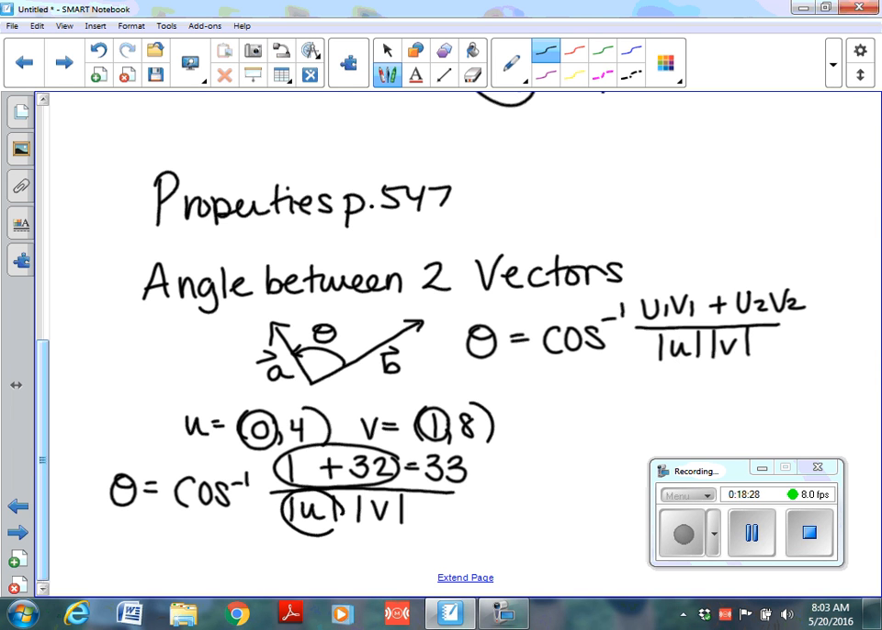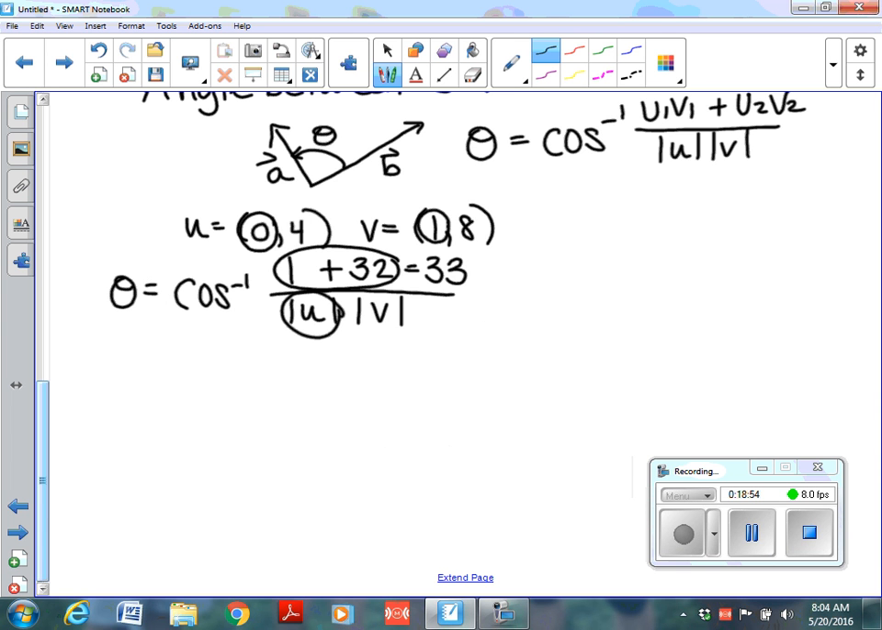And then what you do is you find the distance. The distance of u, remember, is 0 squared plus 4 squared, and the distance of v is 1 squared plus 8 squared, and then you take the square root of that, and that'll give you the distance. You multiply the distances together, take the top number and divide it by this number, and then you use your inverse cosine button on your calculator. So the distance of u is the square root of 0 squared plus 4 squared, which is 4. The distance of v is the square root of 1 squared plus 8 squared, which is the square root of 65.